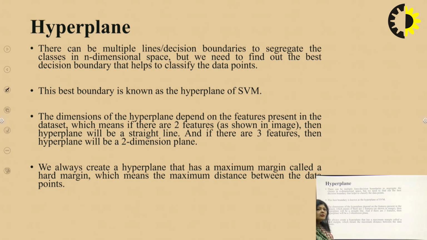The dimension of the hyperplane depends on the number of features that we are using. For example, if you are using 2 features, then the dimension of the hyperplane will be 1. If you are using 3-dimensional data, then the hyperplane dimension will be 2. So always we have k-1 dimensions for the hyperplane. If your data has k dimensions, then the hyperplane dimension will always be k-1. This is the characteristic of the hyperplane.